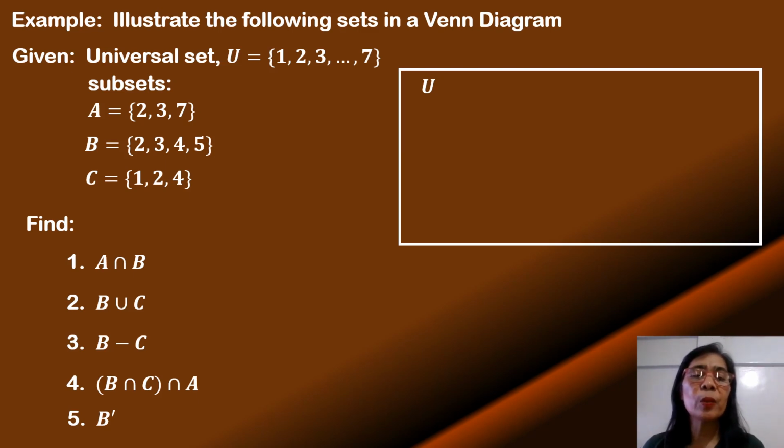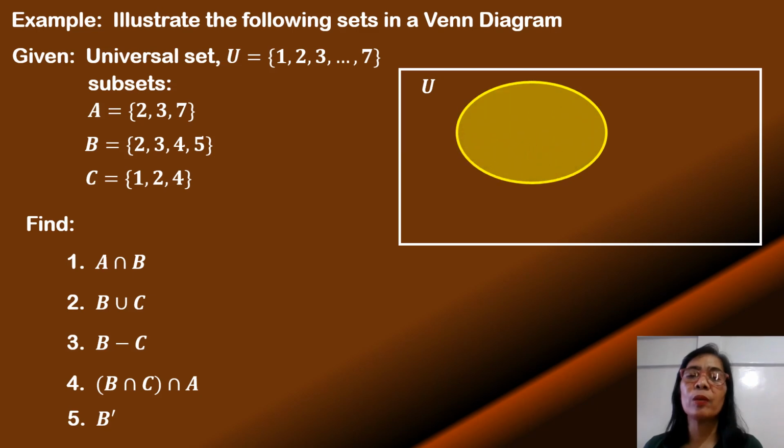B has elements 2, 3, 4, 5, and C has elements 1, 2, 4, and since they have common elements 2 and 4, therefore, B and C are intersecting sets. A and C have common element 2. Therefore, we say the three sets are intersecting sets. So this is how we draw three intersecting sets represented by these oblongs. Here we have sets A, B, and C as intersecting sets.